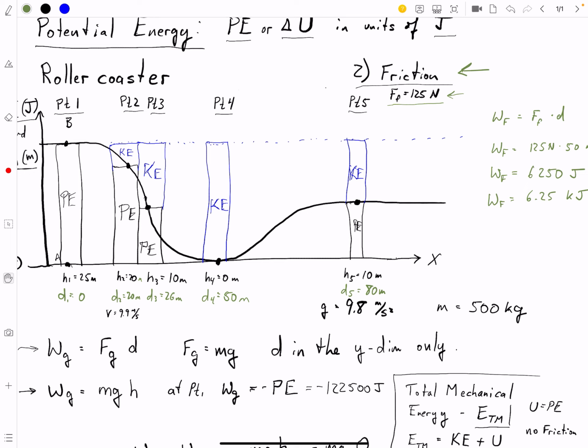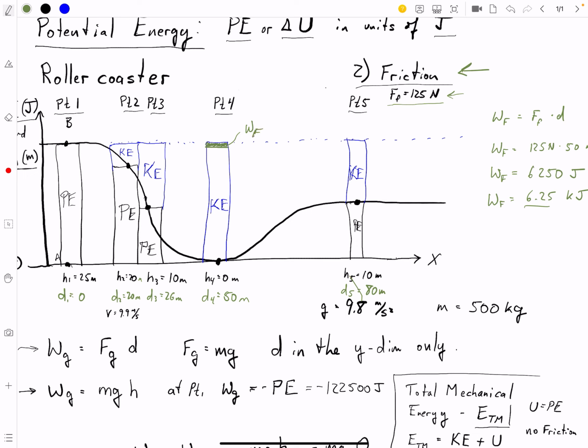So let's do it. This whole thing is 122.5, and we've only got 6.25 of it missing. So it's really quite a little thing. It's not a huge bit, but that right there is the work lost to friction.